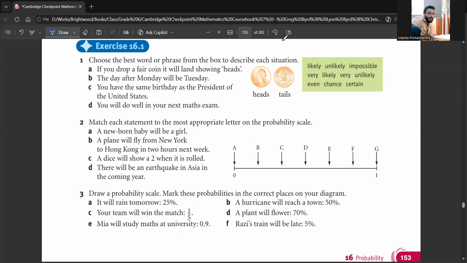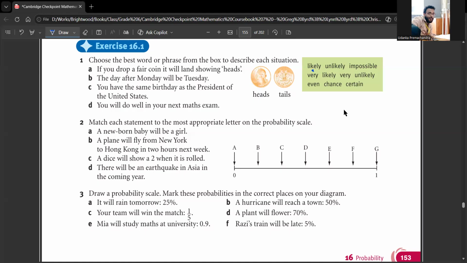Okay, think about the words. Now choose the words from the phrase in the box that describe each situation. Likely: if they are having more chance, we can take the word likely. Unlikely: if they are having less chance, we can take it as unlikely.